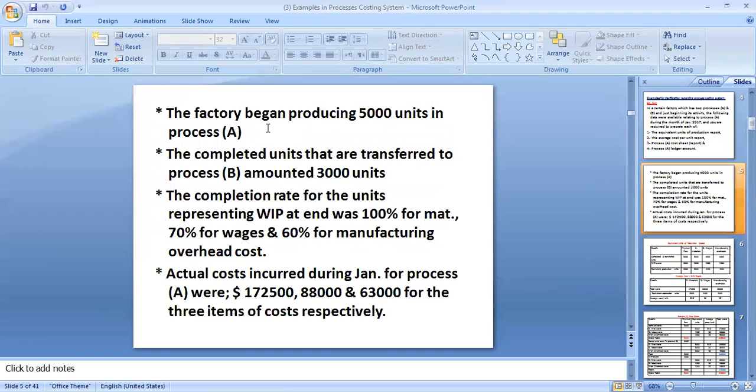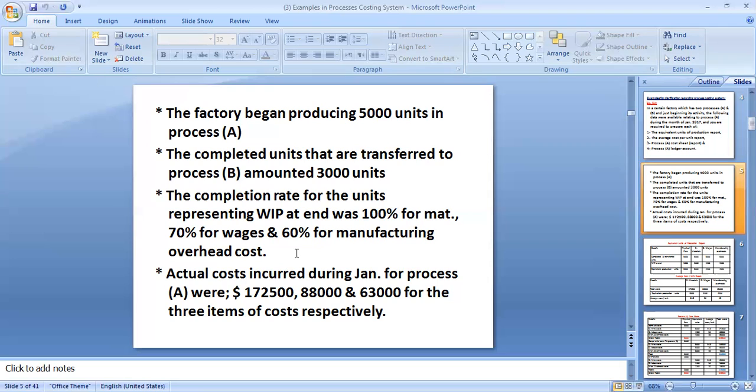The data I have: the factory began producing 5,000 units, no work in process at the beginning. The completed units are 3,000, so as I began with 5,000 and completed 3,000, I have ending work in process of 2,000. The completion rate for the units representing work in process, that is 2,000, at the end was 100% for material. Even if he didn't mention that it is 100%, I consider it 100%. 70% for wages, 60% for manufacturing overhead. Different completion rates for wages and for manufacturing overhead.